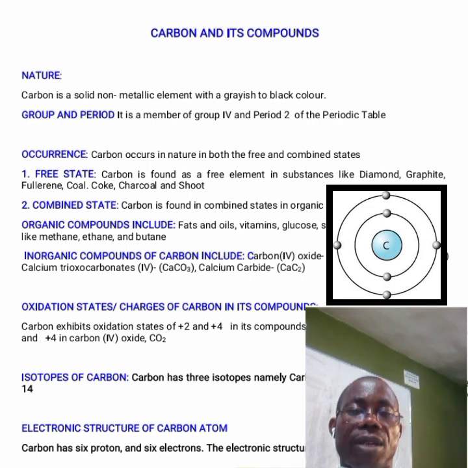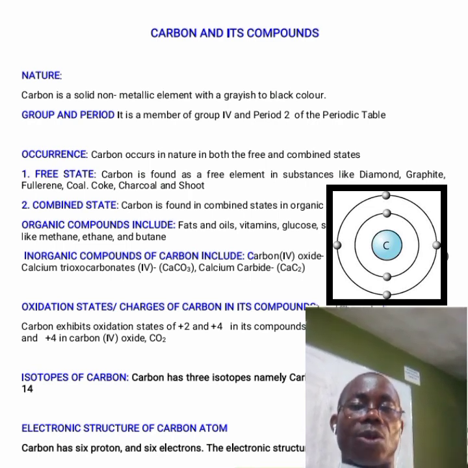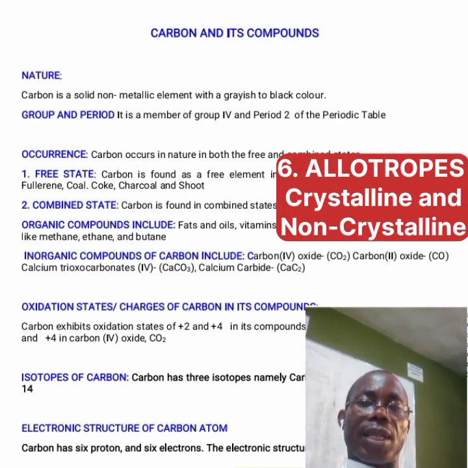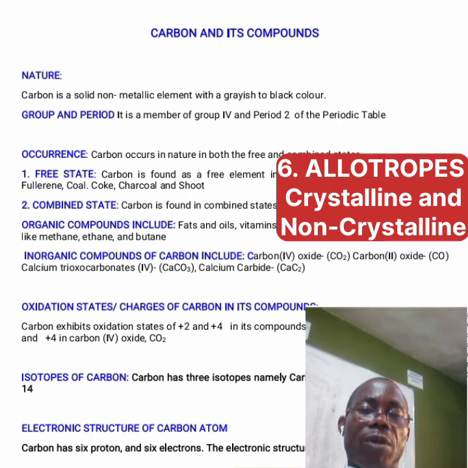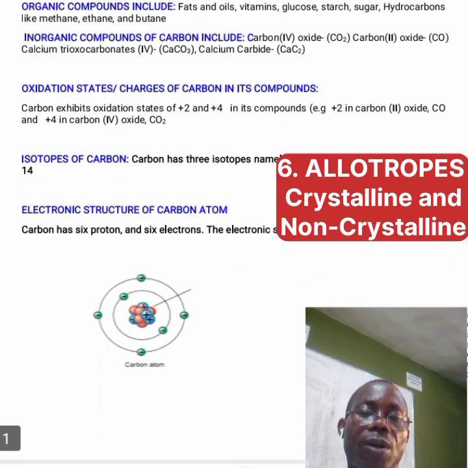Now, allotropes of carbon. Carbon exists in two allotropic forms, the crystalline allotropes and the amorphous or non-crystalline allotropes. The crystalline allotropes include diamond, graphite, and fullerene. While the non-crystalline allotropes or the amorphous allotropes include coal, coke, charcoal, lamp-black, or soot.